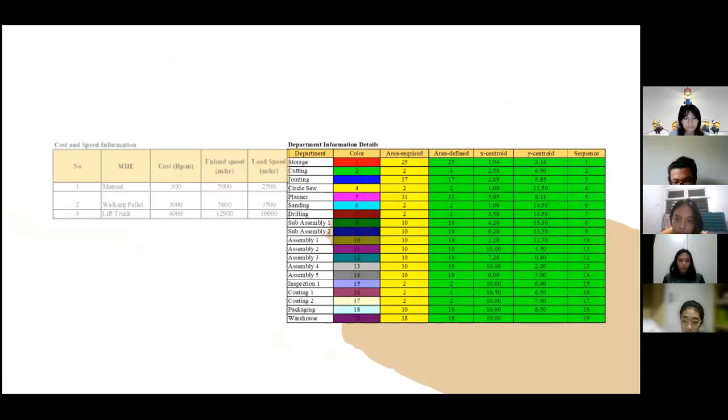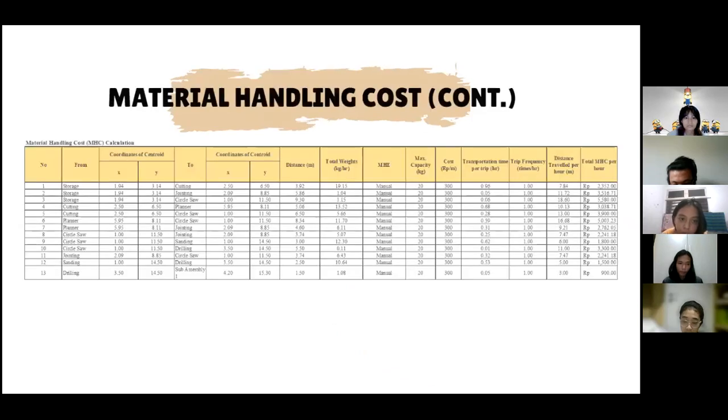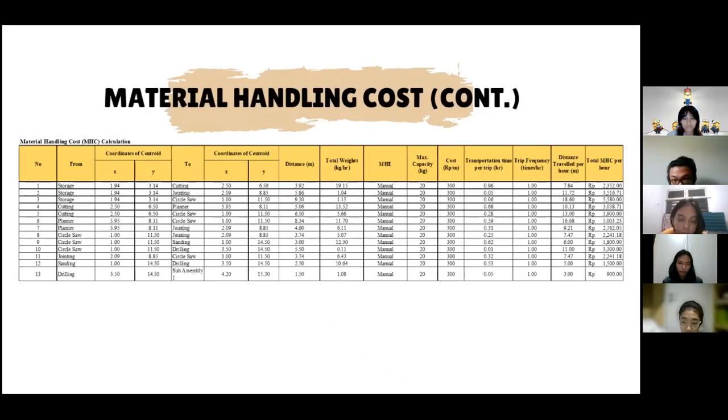This is the material handling cost calculation. The columns from N2 have been done in the material flow, and the coordinates of the centroid are obtained from the graph. For the distance, the formula is absolute x1 minus x2 plus absolute y1 minus y2. The total weight is obtained from the material handling equipment calculation, and all of the material handling equipment is manual because all of our weights are lower than 20 kilos. The maximum capacity and the cost are also known in the guideline.